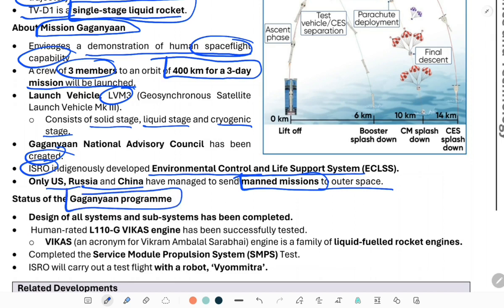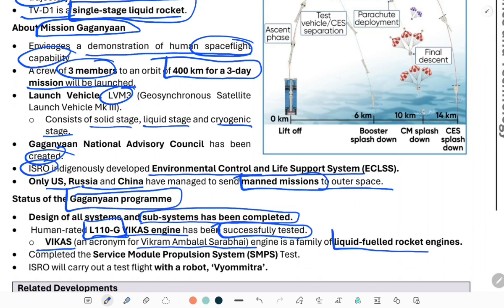We'll see about this Gaganyaan program. The design of all systems and subsystems has been completed. Then the human-rated L110G Vikas engine has been successfully tested recently. Vikas, an acronym for Vikram Ambalal Sarabhai, is a family of liquid fueled rocket engines. The service module propulsion system test has also been completed. Then ISRO will carry out a test flight with a robot, Vyommitra.